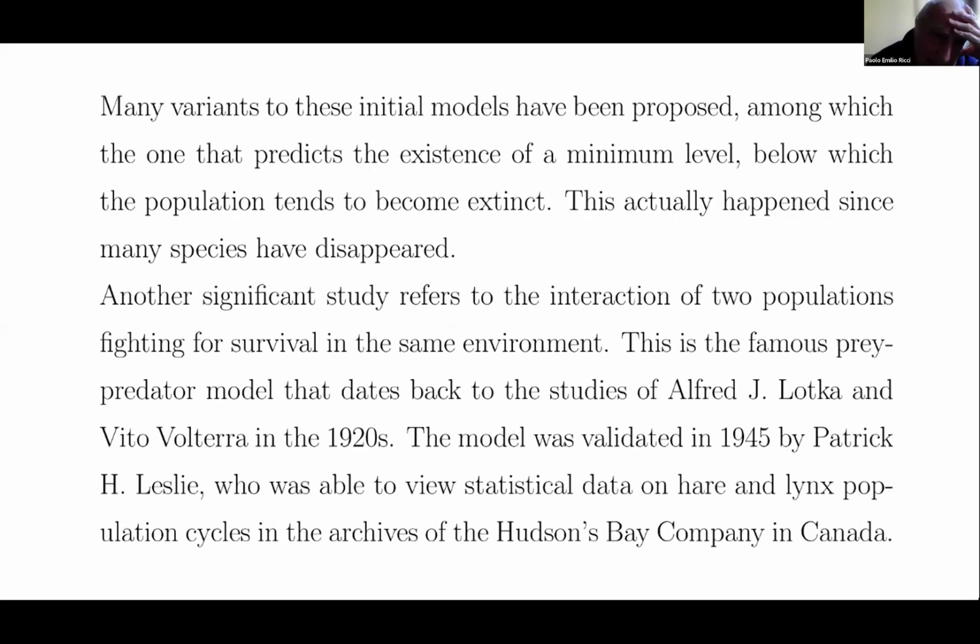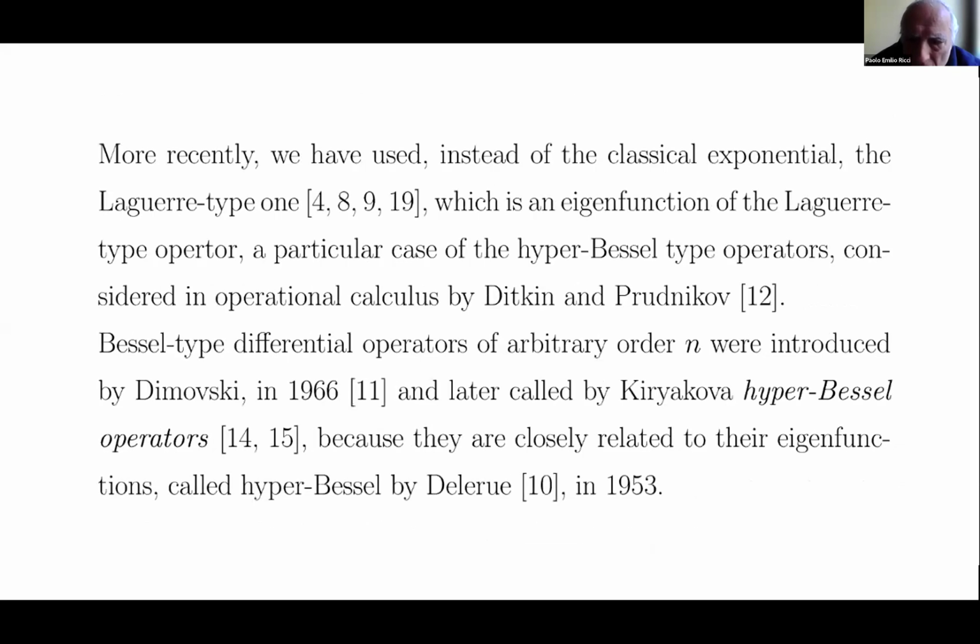Many variants of these initial models have been proposed, among which the one that predicts the existence of a minimum level below which the population tends to become extinct. This actually happened, since many species have disappeared. Another significant study refers to the interaction of two populations fighting for survival in the same environment. This is the famous prey-predator model that goes back to the studies of Alfred Lotka and Vito Volterra in the 1920s. The model was validated in 1945 by Patrick Leslie, who was able to view statistical data on hare and lynx population level cycles in the archives of the Hudson Bay Company in Canada.